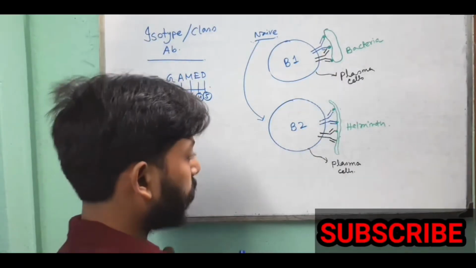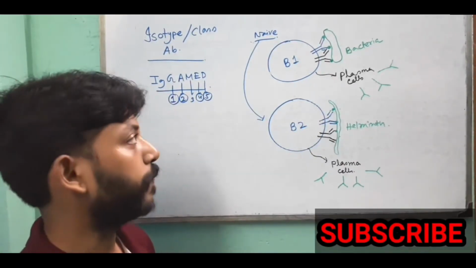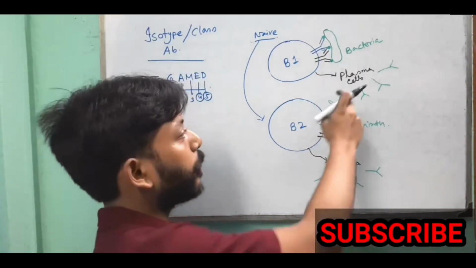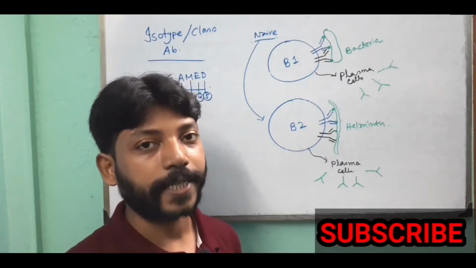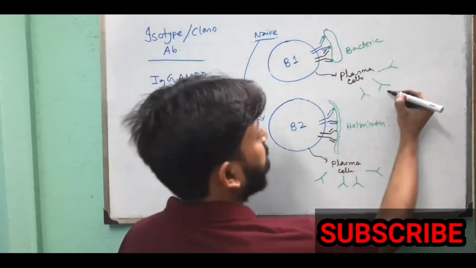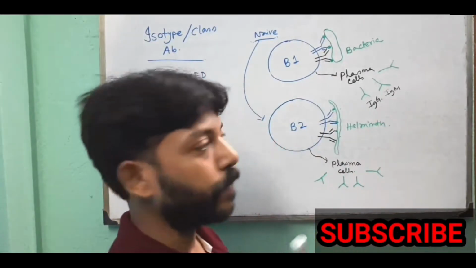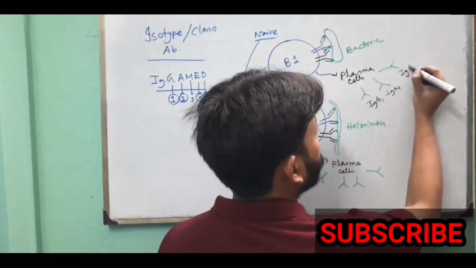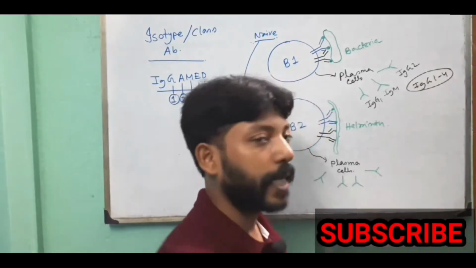Now these 2 cells can secrete antibody, and depending on the type of pathogen, here bacteria and here helminth, the plasma cell starts to secrete a particular type of antibody that can actually eliminate the pathogen. In case of bacteria, the plasma cell can secrete IgM or IgG antibody. Not only isotypes, there are also sub-isotypes, like IgG1, IgG2; in humans there are IgG1 to 4.